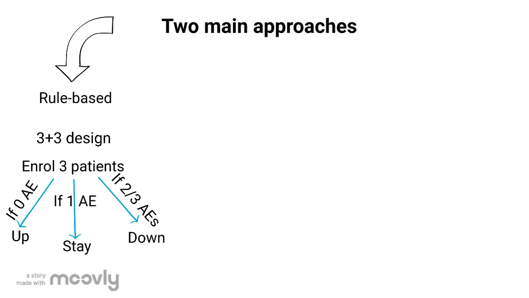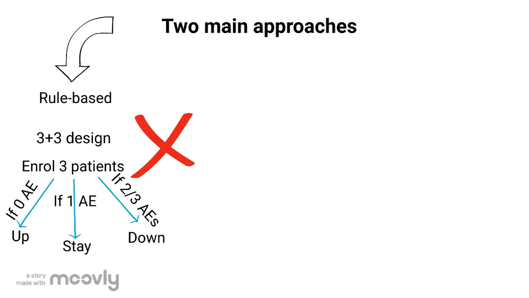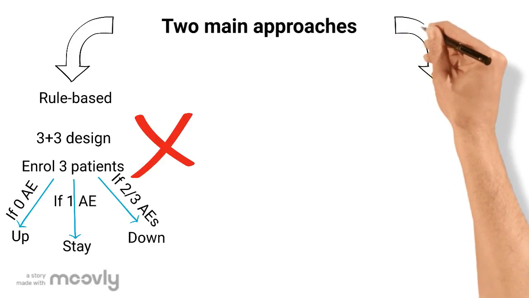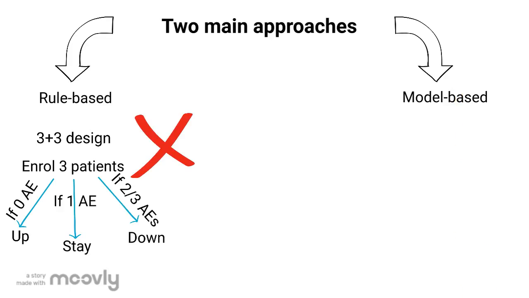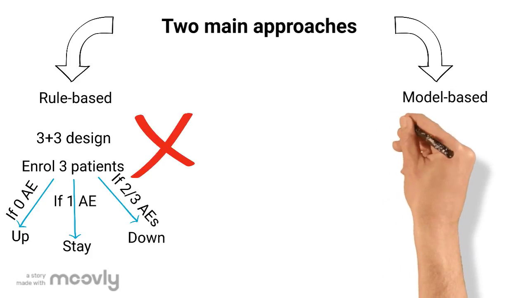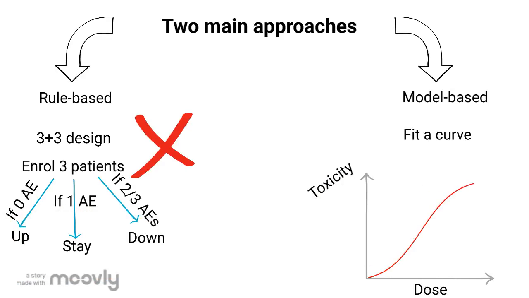Therefore, it was found that while being simple and clear, it leads to poor performance and can be improved. The improvement can be achieved by using the second approach, which is called model-based. The idea is to use all information that we have already obtained in the trial and to use some simple model to fit the dose toxicity relationship. Coming back to our dose toxicity graph, the idea is to fit a simple curve, for example a linear one.